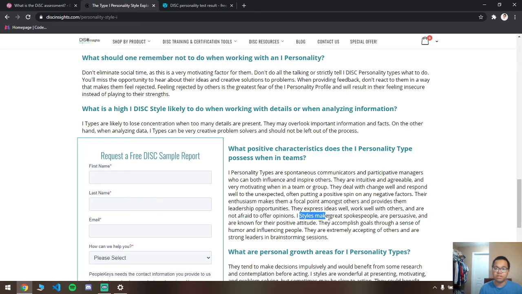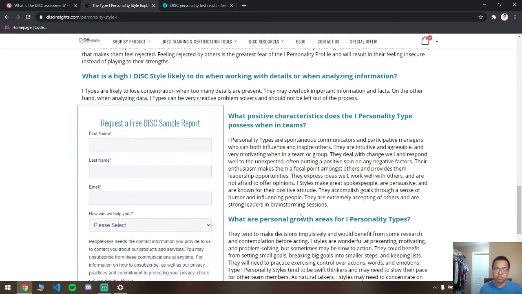The I style makes great spokespeople, are persuasive, and are known for their positive attitude. They accomplish goals through a sense of humor and influencing people. They are extremely accepting of others and are strong leaders in brainstorming sessions.